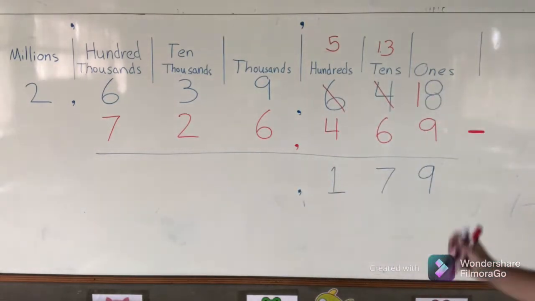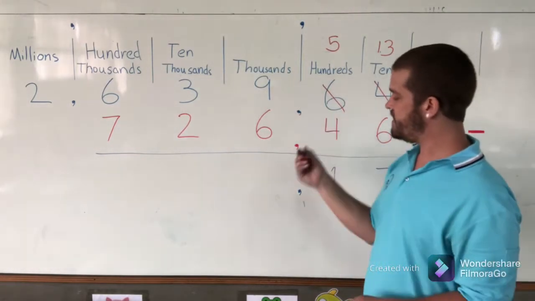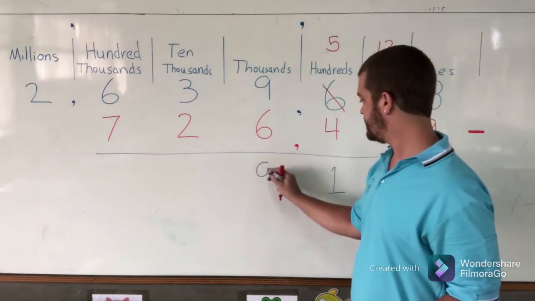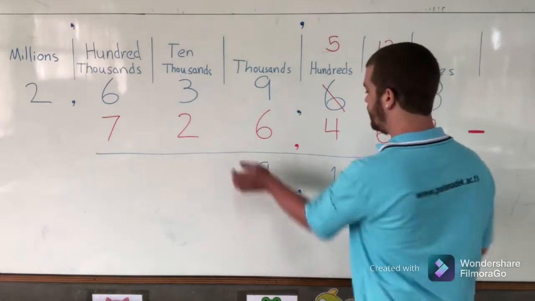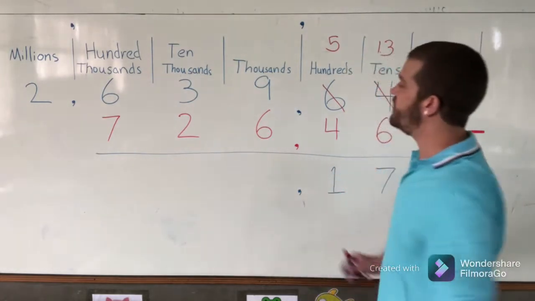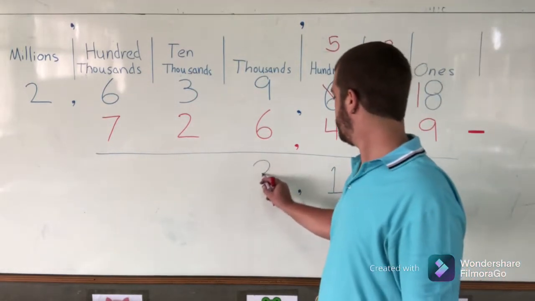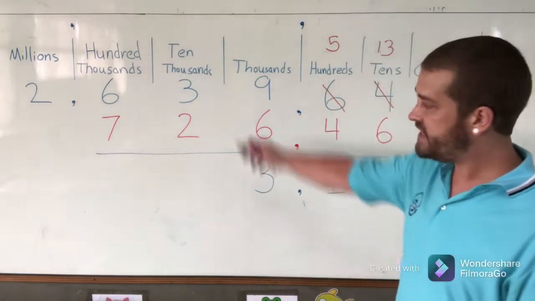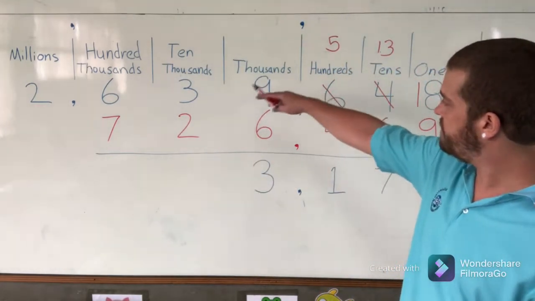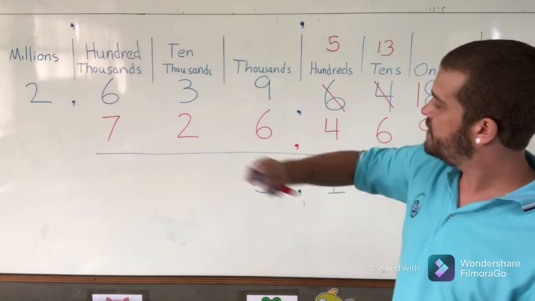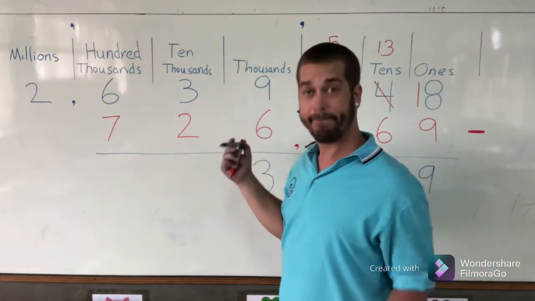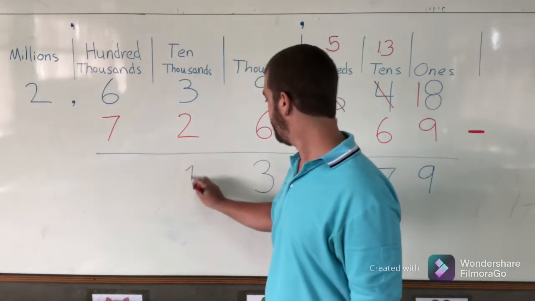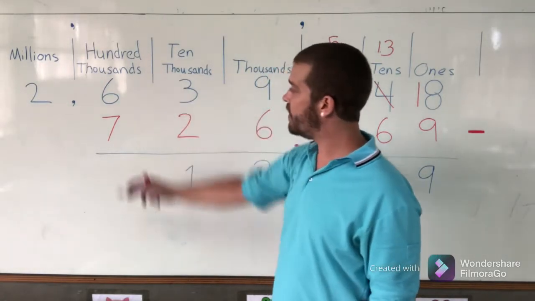Okay. Can you subtract 6 from 9? Yes. Did I get the right answer? No. What is 9 take away 6? 3. Okay? Didn't need to add anything from the 10,000s. Now let's look at the 10,000s. Can you subtract 2 from 3? Yeah, it leaves you with 1. Okay? Now let's look at our 100,000s.